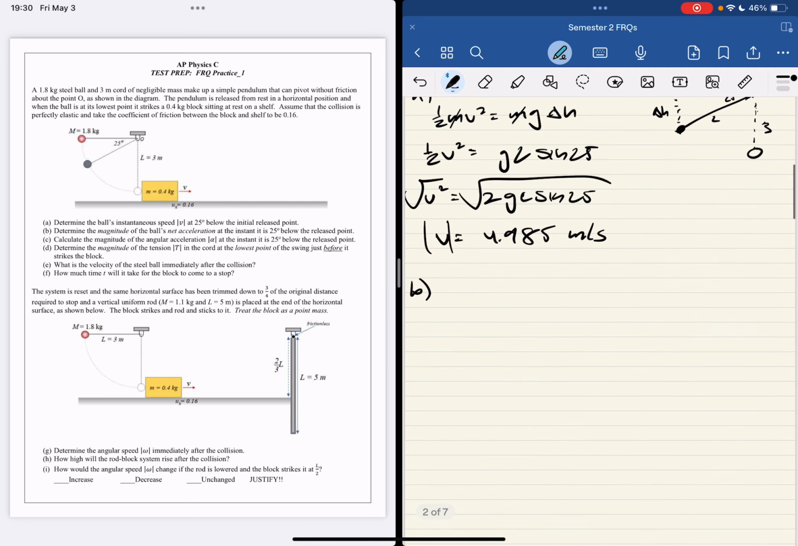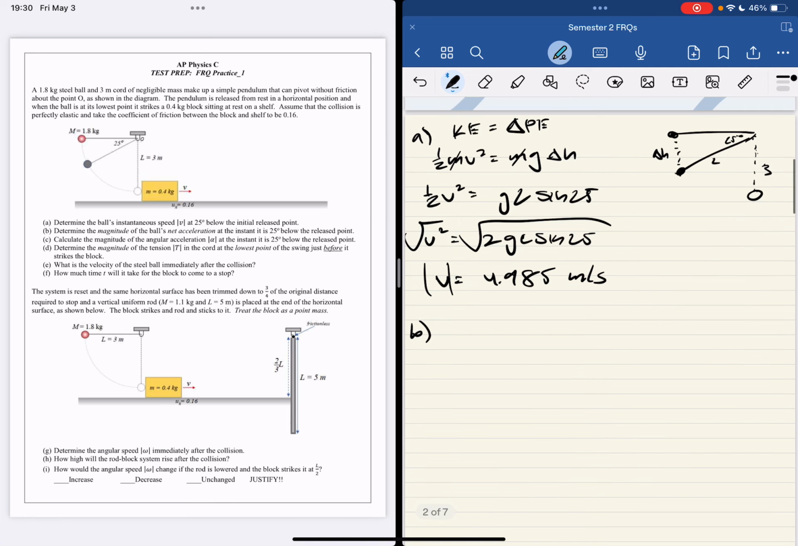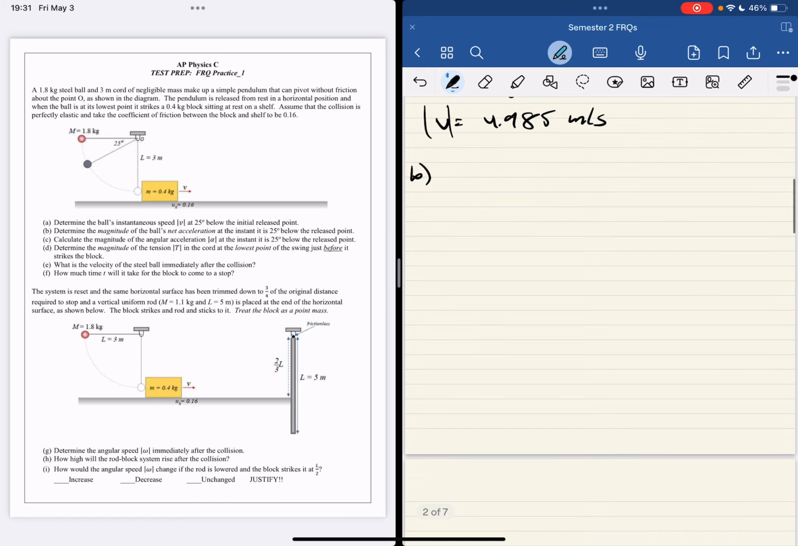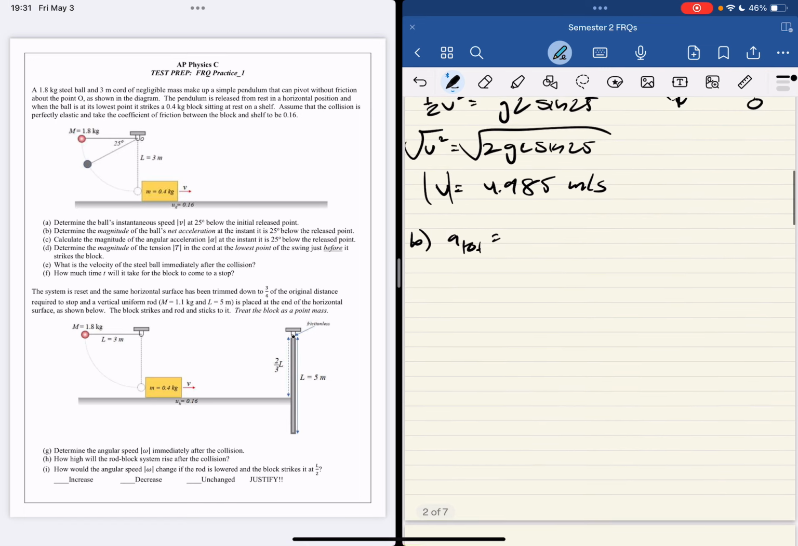They want the net acceleration. So because the ball is going to be moving, we know there's going to be an A_c as well as an A_tan. So our A_c is going to be pointing up, and our A_tan is going to be the x component of our F_g divided by m. So that means that we're going to have to set up for A total, and that's equal to the square root of A_tan squared plus A_c squared.